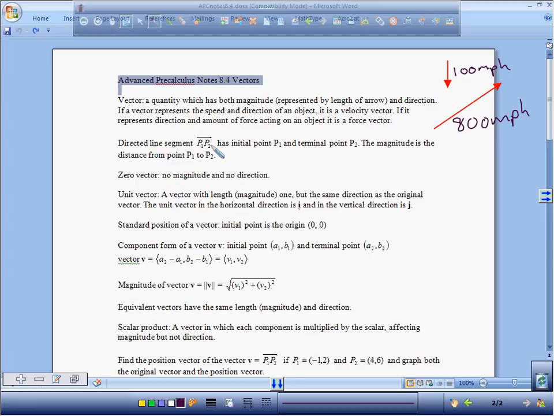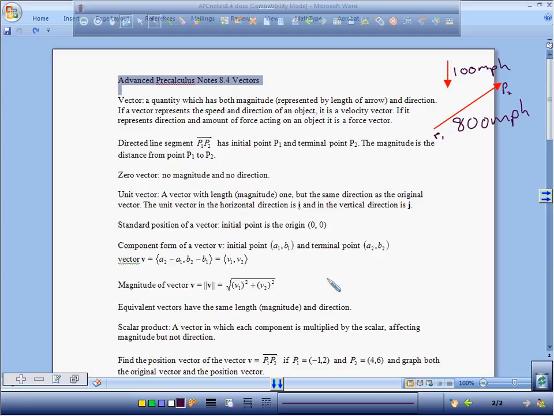But a directed line segment has a starting point P1 and an end point P2. The magnitude is the distance from point 1 to point 2. So if this is point 1 over here, and this is point 2, this would be vector P1P2. This is the initial point. That's the terminal point, which also means end point. And the magnitude is the distance from here to here. A zero vector is a vector that has no magnitude or direction. A unit vector is a vector with a magnitude of 1, but in the same direction as the original vector.